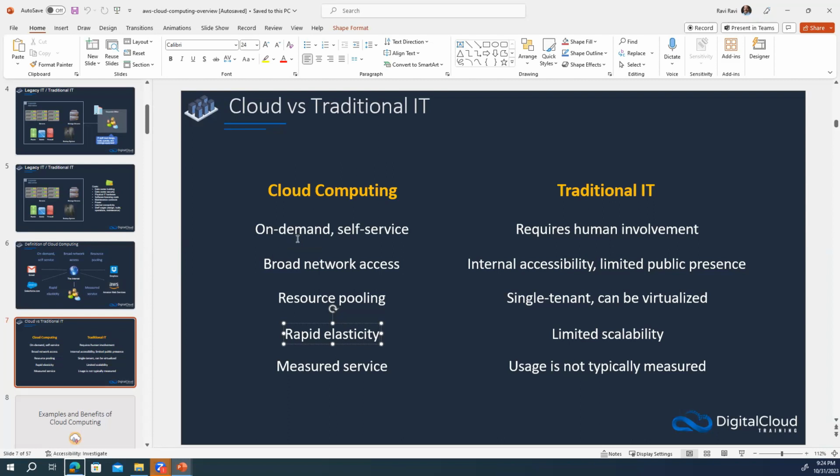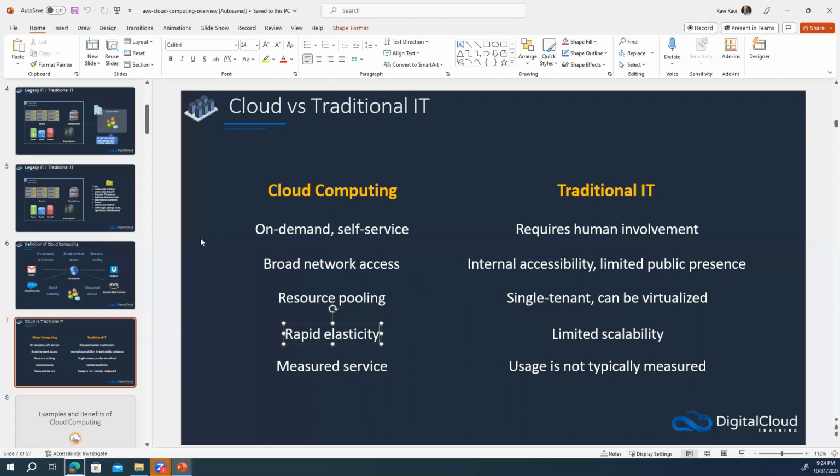Now, in the case of elasticity, when you take a rubber band and stretch it, it expands. And when you don't need it, you compress it, right? That is what is called elasticity. That means if you need something more, it will be provided automatically. If you don't need it, you can release or terminate those systems. That happens automatically. That's the reason it is treated as rapid elasticity.